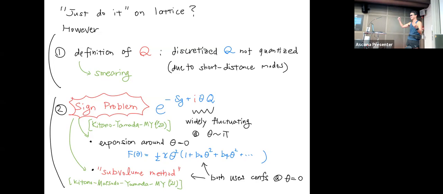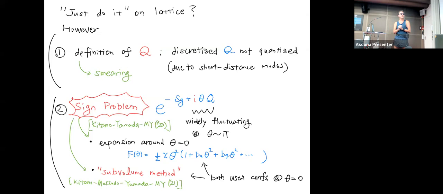So you can try to extrapolate. Sometimes it works, but you have to know the functional form, in a sense to ansatz, to extrapolate all the way to theta equal pi, which is non-trivial if you don't know the functional form. What I want to do here is to know the functional form of the free energy as a function of theta. So we started doing things.